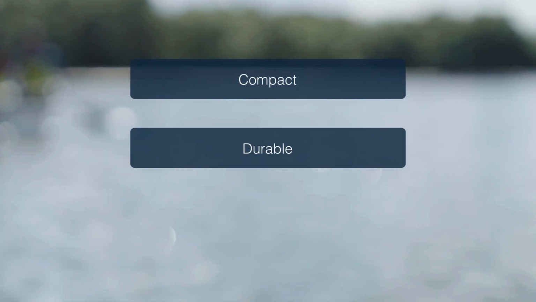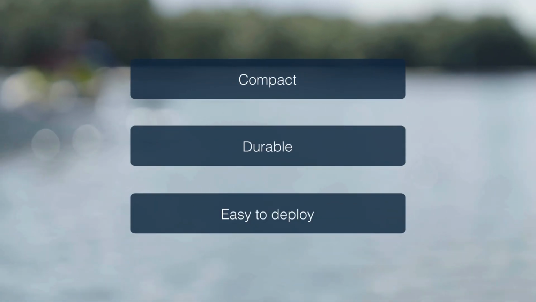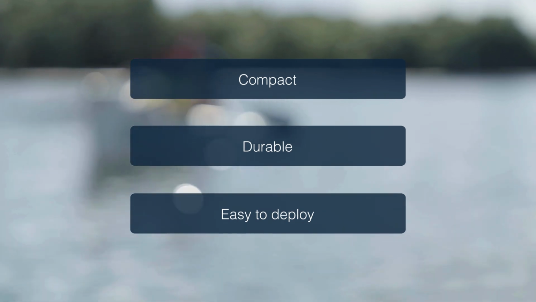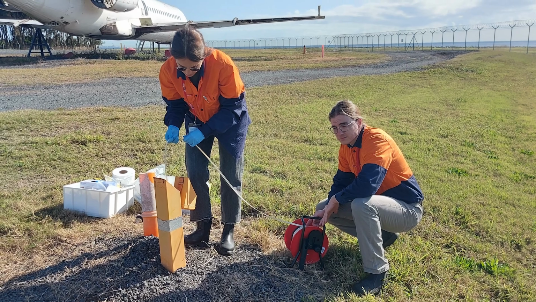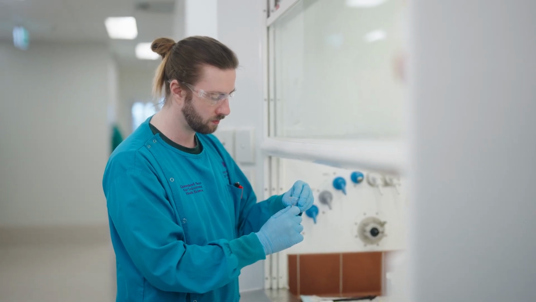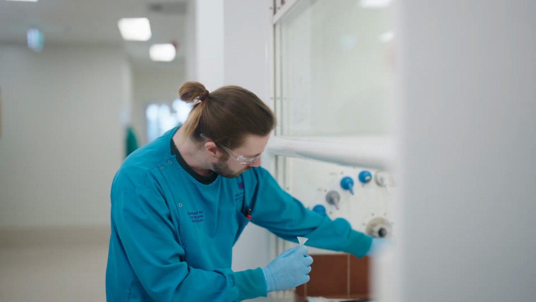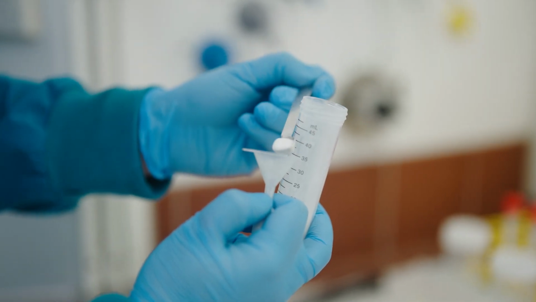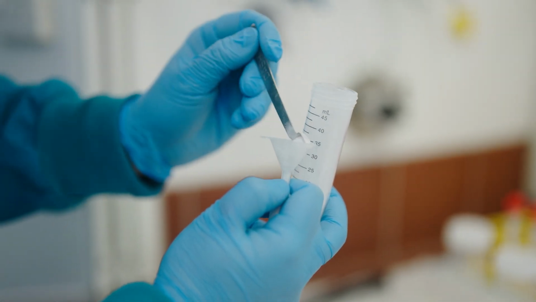Compact, durable, and easy to deploy, the MPT passive sampler measures dissolved PFAS concentrations in surface, ground, storm, and wastewaters. The sampler is time integrative, meaning it enables readings of average PFAS water concentrations over time, rather than just a point-in-time snapshot that is less representative.